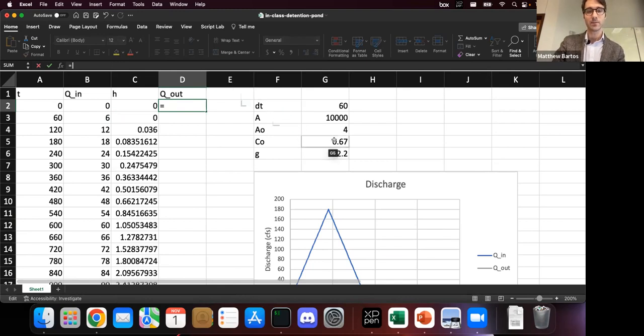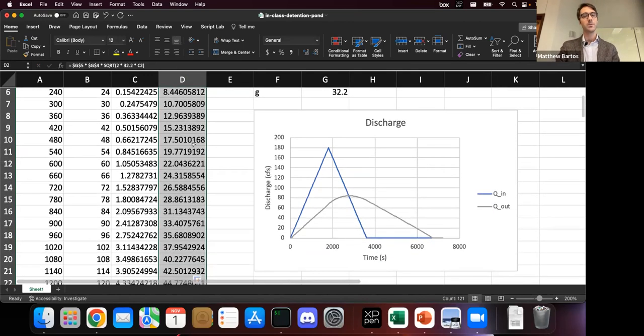We have the orifice coefficient times the orifice cross-sectional area times the square root of 2 times 32.2 times H. Okay, and we can go ahead and expand that. And we get something that looks like the following.